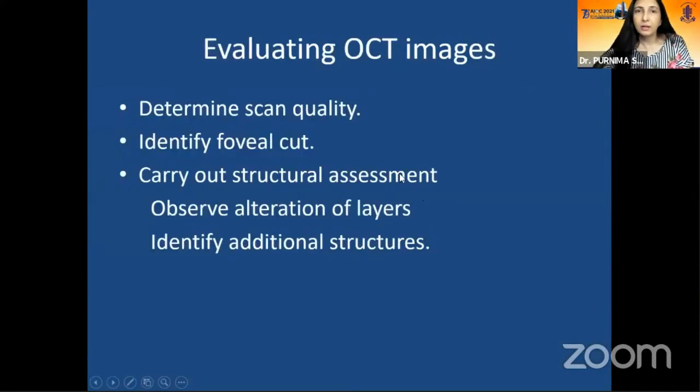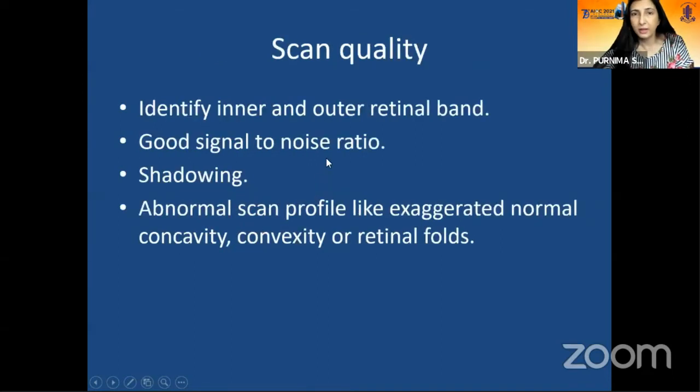Now, whenever we see an OCT image, we first of all look at the quality, then the position of the scan, and then we assess the different layers. In the quality, we have to look whether we are seeing the outer and the inner band clearly, and the good signal to noise ratio, as well as any abnormal profiles.